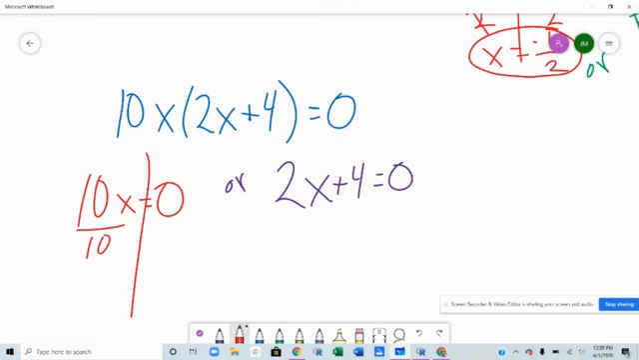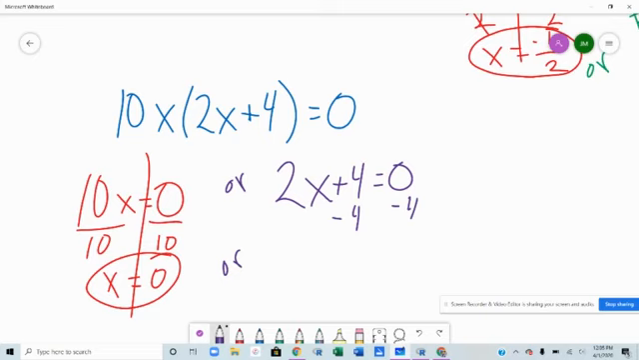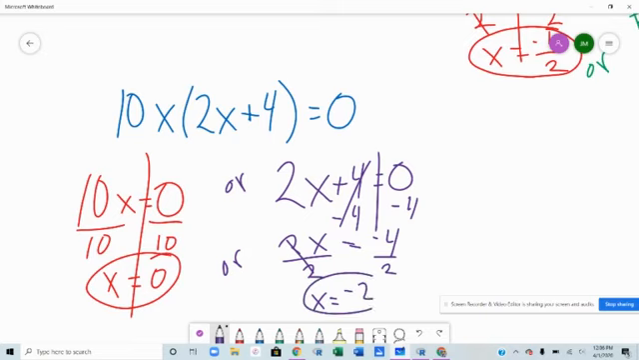Very simple, dividing by 10, x equals 0. Or some of you already knew that x equals 0 just by looking at that information. And then you can solve your other one. You would subtract 4 first, gives you 2x equals negative 4. Then divide by 2, divide by 2. Negative 4 divided by 2 is negative 2. There are your two answers, either x equals 0 or x equals negative 2.